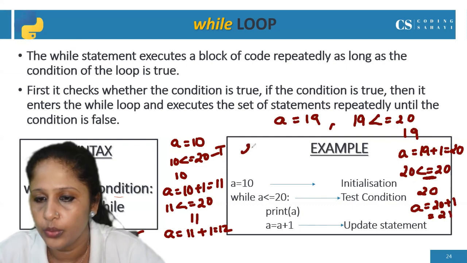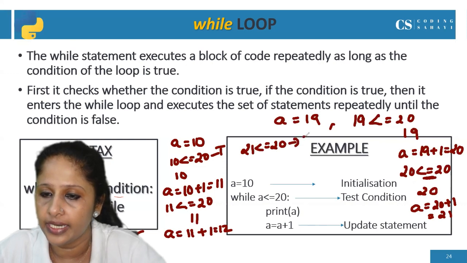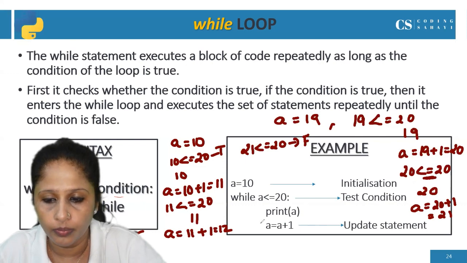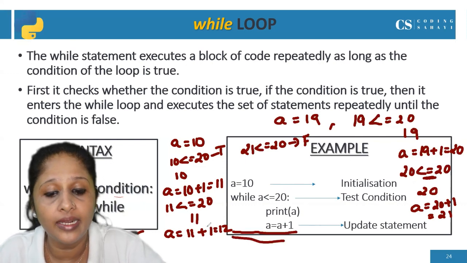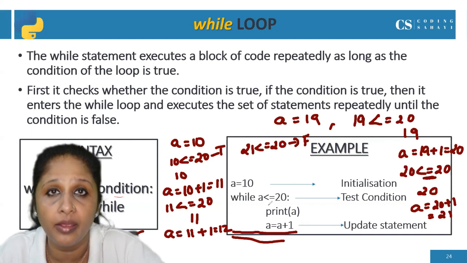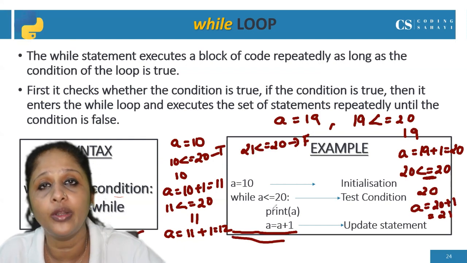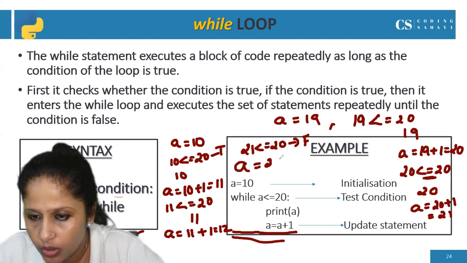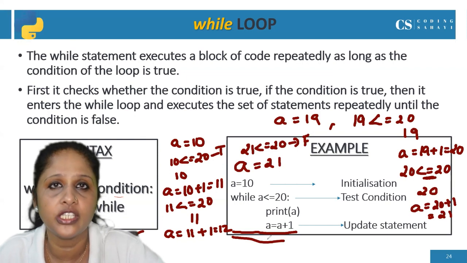Again it is checking 21 less than or equal to 20. Is it satisfied? No, it's not satisfied. It is false. So that time it will come out of the loop. This is the working of our while loop. So can you tell me what is the last value of a after executing this loop or coming out of the loop? What is the value of a? So the last value of a, whatever it acquired, it is 21. That is a equal to 21. After this while loop, if you print this a, it prints 21.